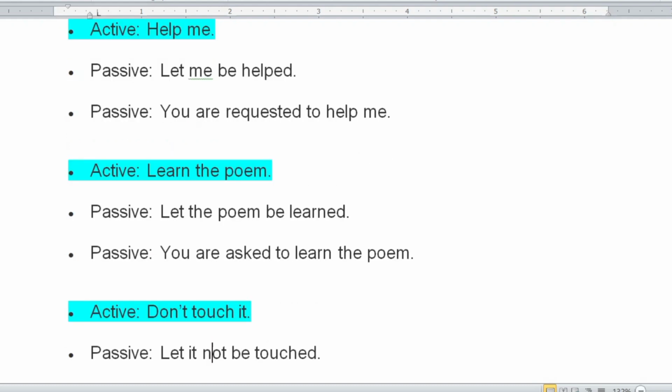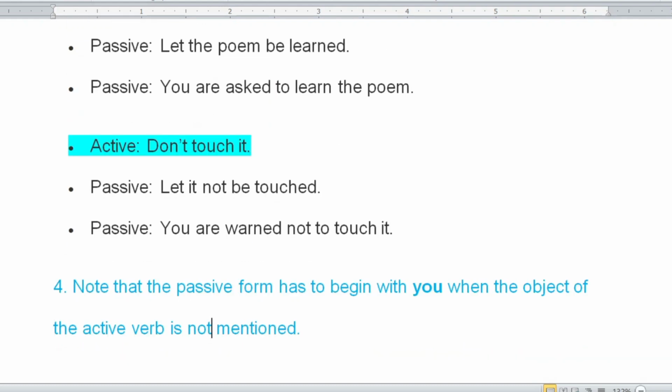Now, don't touch it is another example. Let it not be touched, or we can use: you are requested not to touch it. This is another example. We can change it like this, both are correct.